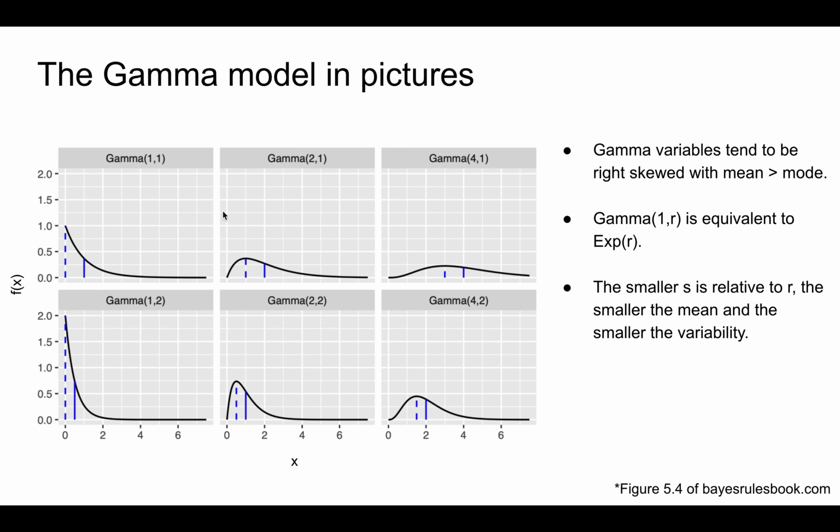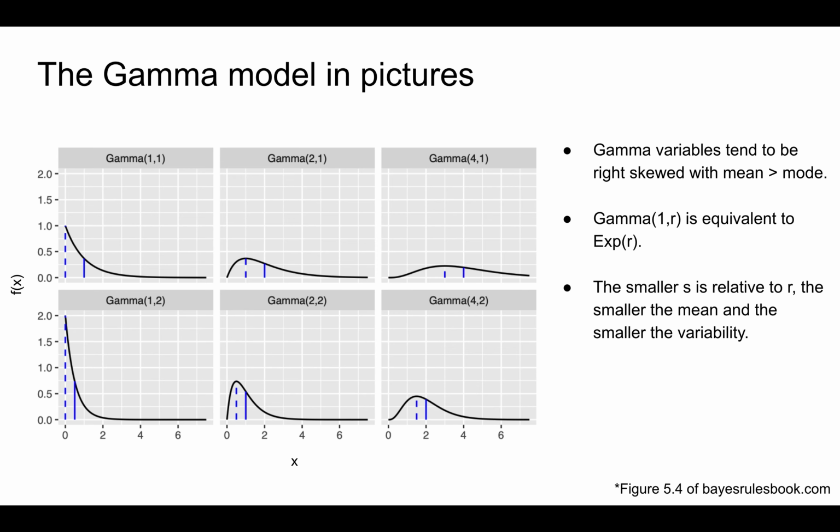Finally, as we go from right to left across the grid of plots, the shape parameter s decreases, while the rate parameter r remains fixed. The corresponding impact on the PDFs reveals that the smaller s is in relation to r, the smaller the mean value of the model, and the smaller the variability. That is, the model becomes more and more squished around smaller values of x.